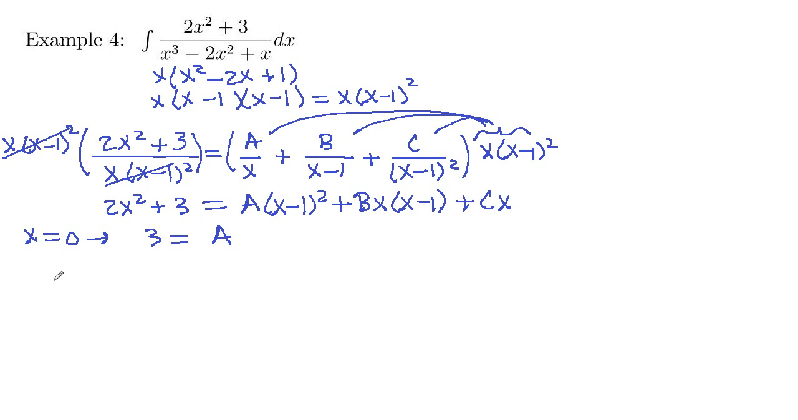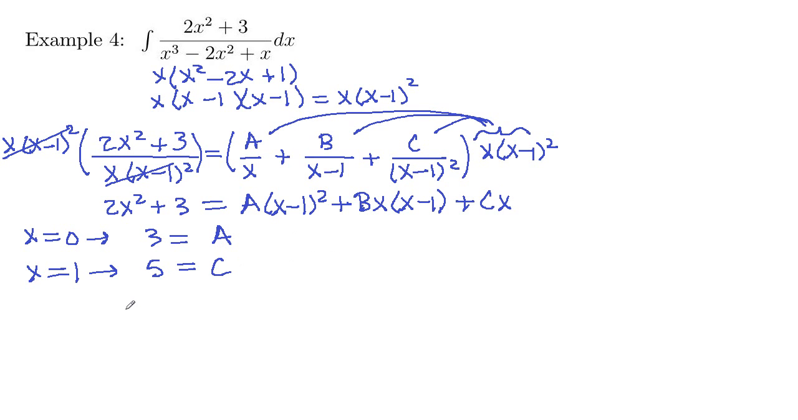x equals 1 is another zero for the denominator, so I'll try that. x equals 1, plug that in. On the left, 2 times 1 squared plus 3, 5. On the right, 1 minus 1, 0. That cancels out. And then here also 1 minus 1, 0. So those first two terms drop out. We get C times 1, C. So we know A and C.